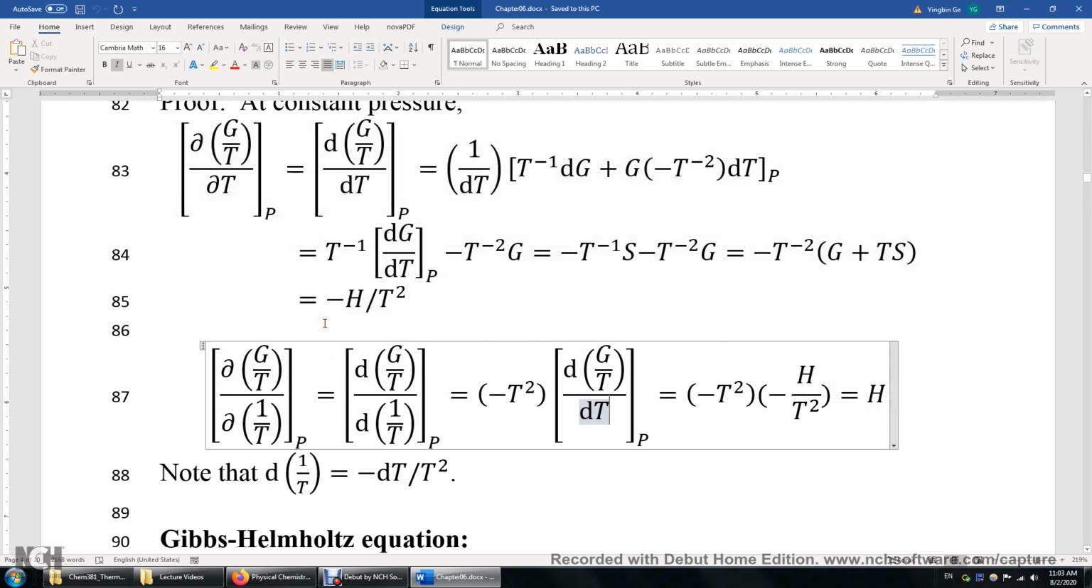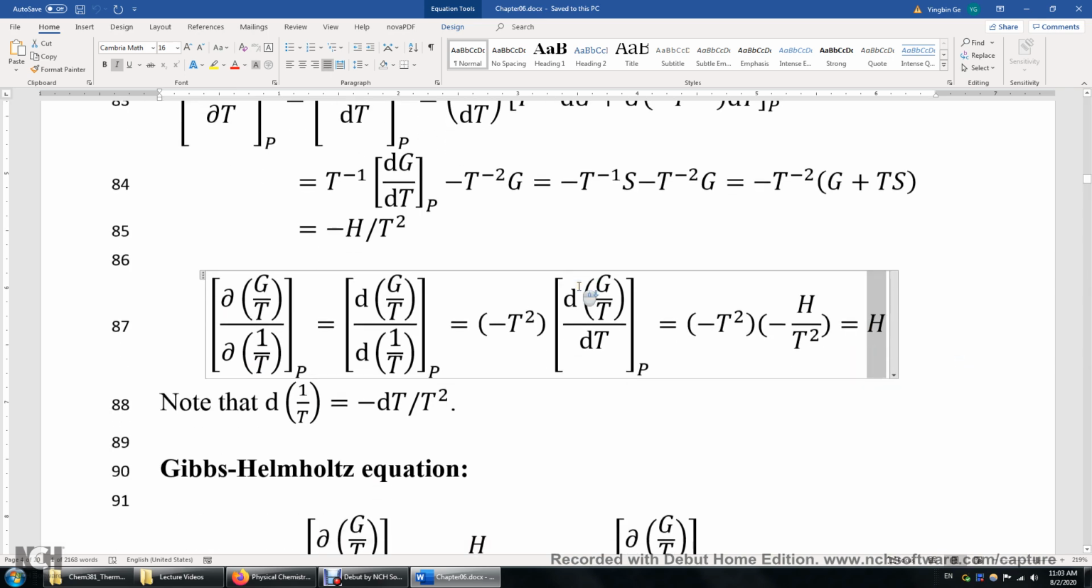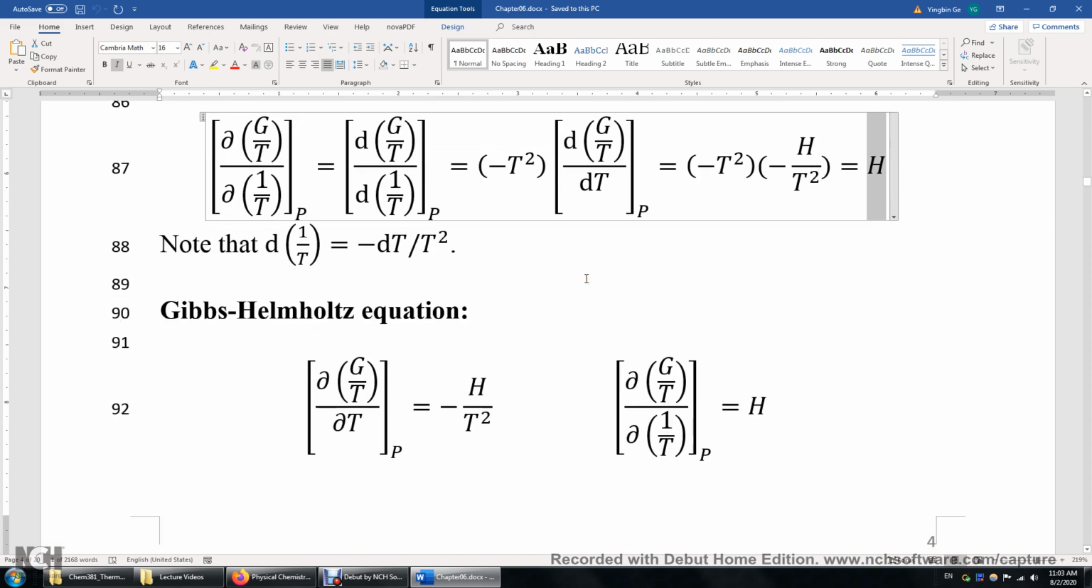If you make a plot with 1 over T as the horizontal axis, G over T as the vertical axis, and then you look at the slope, the slope is actually the enthalpy of this substance. Alright, so actually we just proved the Gibbs-Helmholtz equation.